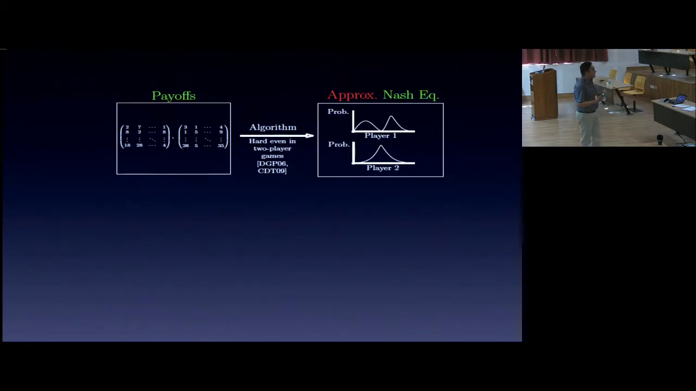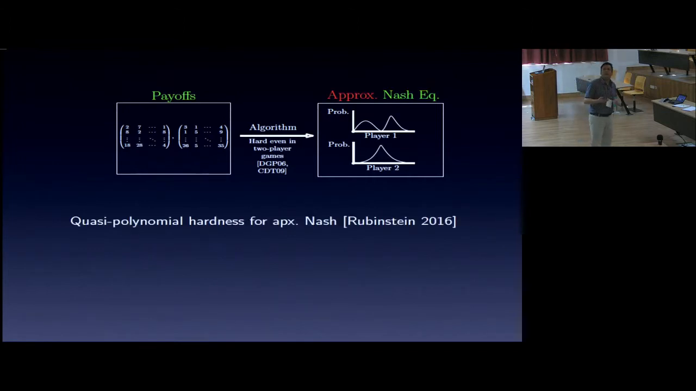Again, there's a recent hardness result by Rubinstein that shows that even in this case, a polynomial time algorithm is unlikely. There's a quasi-polynomial time hardness result under ETH. So again, it's unlikely that there is an efficient algorithm, even if you're looking for an approximate Nash equilibrium, not an exact one. This turns out to be tight, and I'll mention this popular result of Lipton, Markakis, and Mehta that actually gives you a quasi-polynomial time algorithm for finding approximate Nash equilibria.